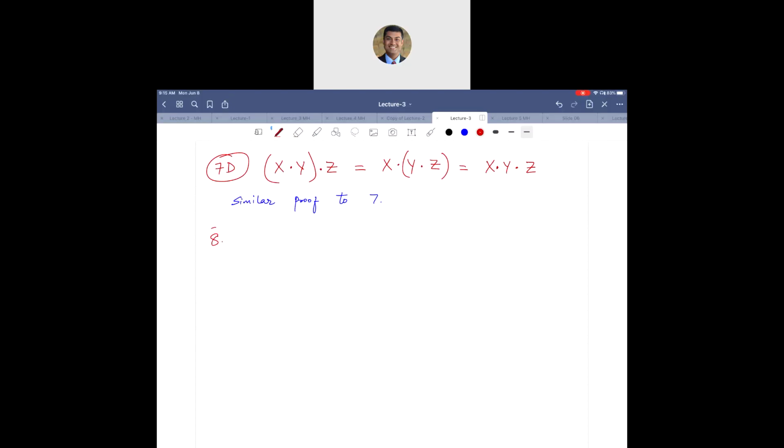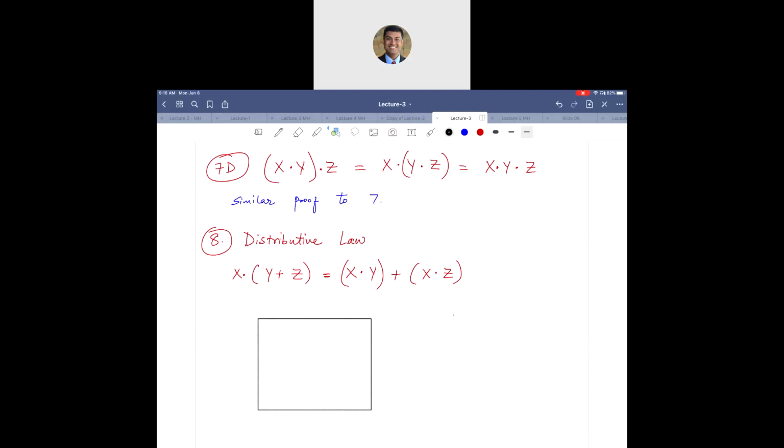Distributive law. So I have x ANDed with y or z. This is like FOIL. I think we can use Venn diagrams very well for this particular proof, distributive law. And if you compare this with arithmetic algebra, it is kind of the same. So what I'll do is quickly add up some diagrams. I have this left-hand side, and this is my right-hand side.